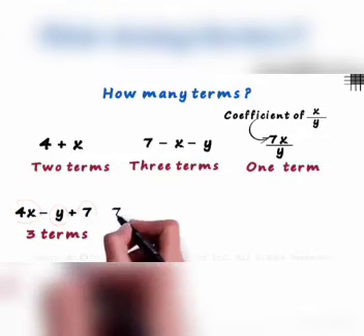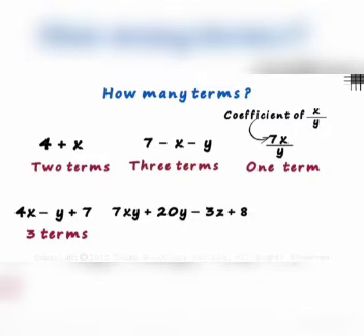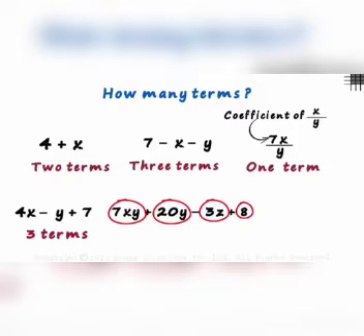What about 7xy plus 20y minus 3z plus 8? One term, 2, 3 and 4. 4 terms in all. Each of these is one term.